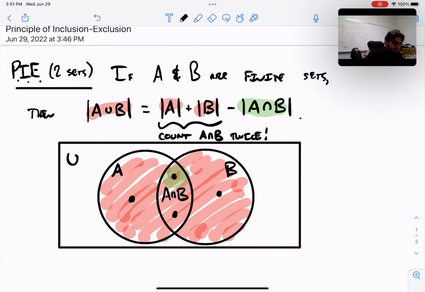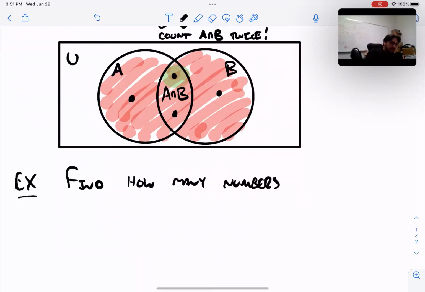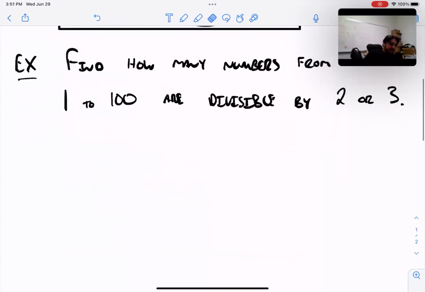So let's look at this in a really specific example. Let's figure out how many natural numbers from 1 to 100 are divisible by 2 or 3. And this is inclusive, so divisible by 2 or 3 or both. It could be both.